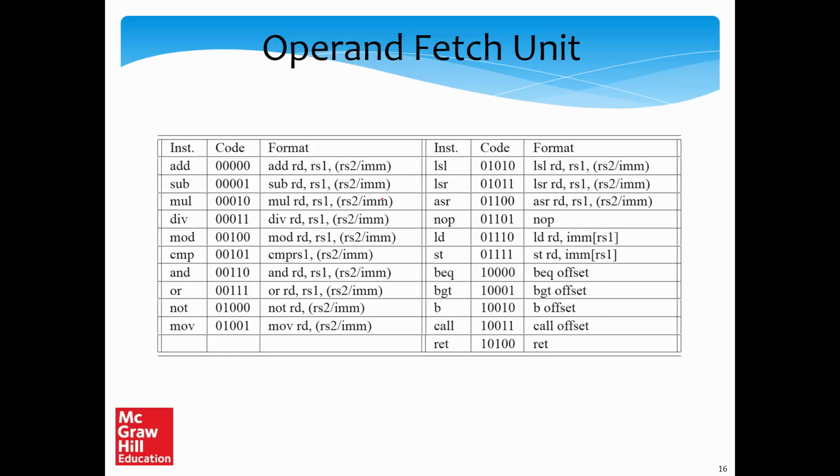So let's take a look at the operand fetch unit now. We have finished the instruction fetch unit. This is the second stage, the operand fetch unit. Let's just take a quick look at simple RISC instructions. These are all our arithmetic instructions that we have: add, subtract, multiply, divide, and get the modulo, the remainder. All of them have the same format. We first have the destination register, then we have the first source register, and subsequently we have the second source, which can either be a register or an immediate value.